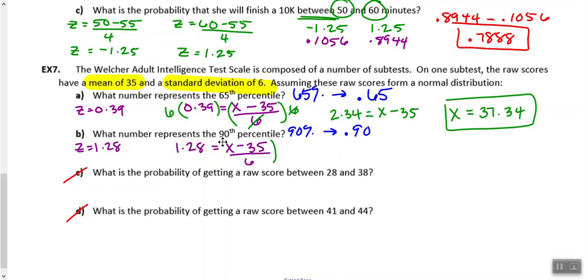Multiply each side by the bottom of my fraction, so by 6. Cancels out my fraction. And that leaves me with 7.68 is equal to x minus 35. I'm going to add 35 to each side, and I get x to equal 42.68.